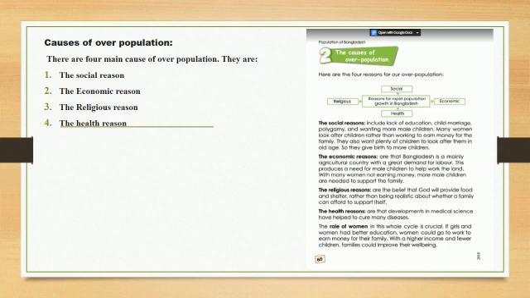The health reason. As our population is growing too much, we are not getting proper food to eat. So that's why people are not properly healthy and they are not participating in any work. So they are staying at home. So this is the reason of overpopulation.